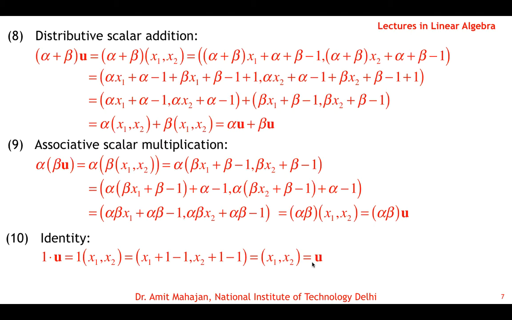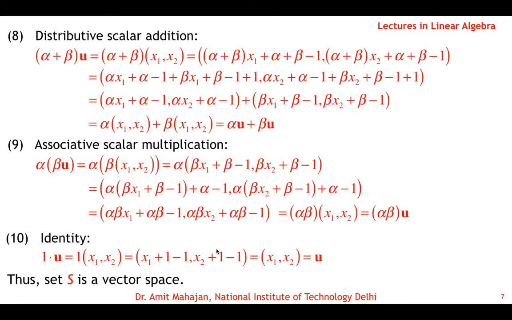So you can see that all the 10 axioms are satisfied for the set S under the operations of addition and scalar multiplication, which were defined very differently. And since the set S satisfies all the 10 axioms, it must be a vector space. So set S is a vector space. So this was about vector spaces.